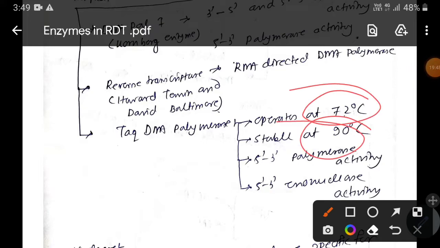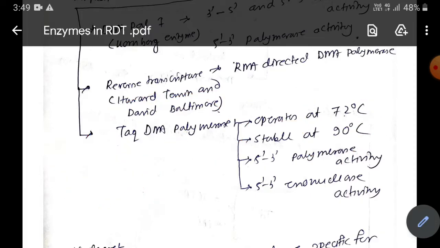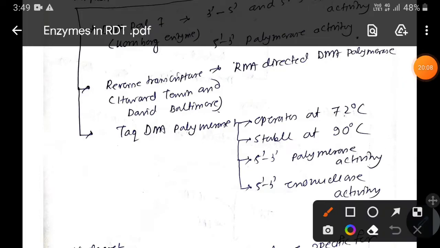That means, after the discovery of Taq DNA polymerase, we now have the independence to synthesize DNA in vitro. Otherwise, we would need to wait 3 to 5 to 7 days for in vivo DNA cloning, right? So that is the importance of Taq DNA polymerase. I hope you can understand. It has 5' to 3' polymerization activity and 5' to 3' exonuclease activity. Okay.